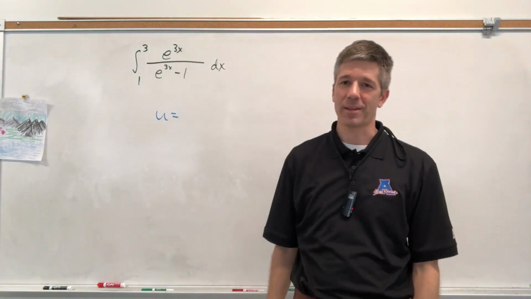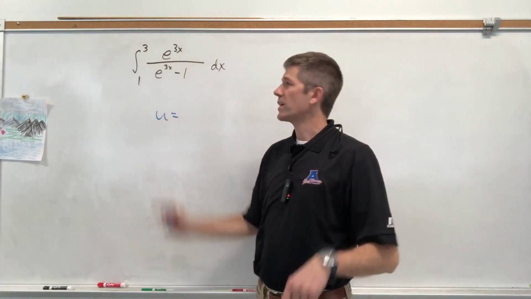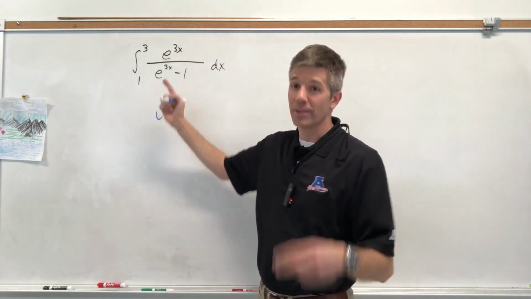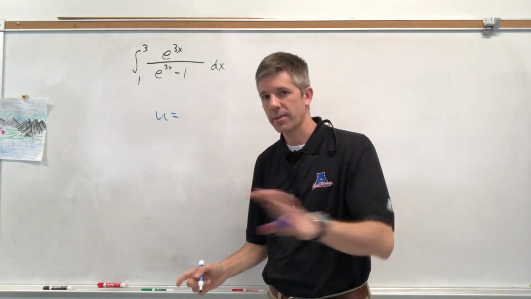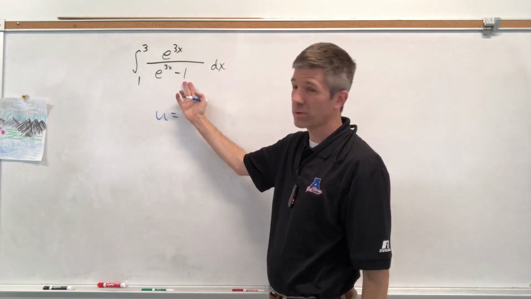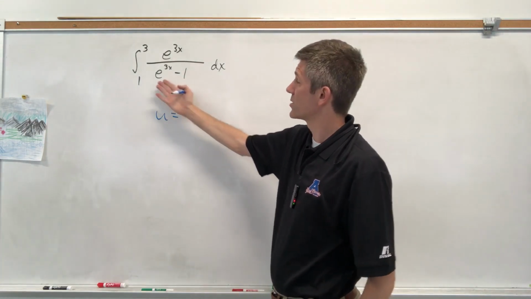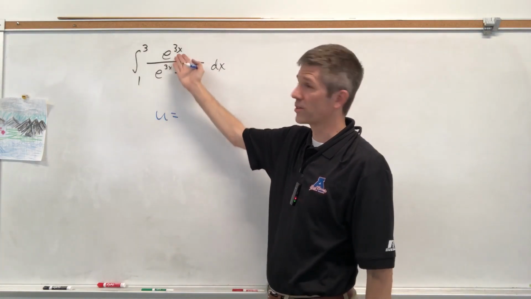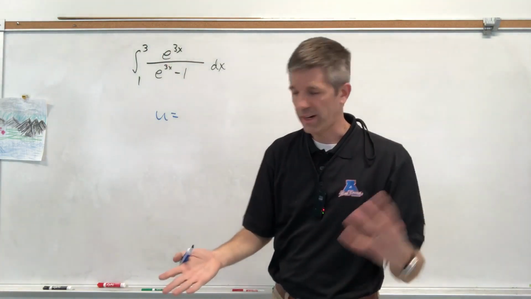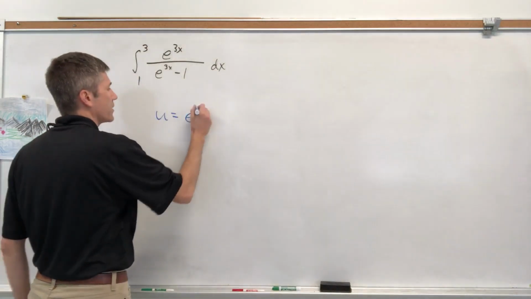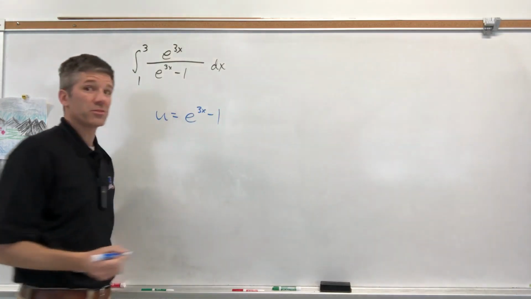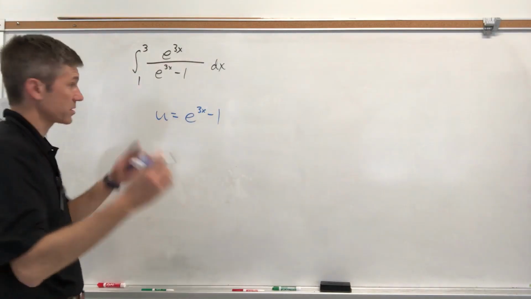Most of the time you should pick the denominator. The derivative of e to the 3x is e to the 3x times 3 because of the chain rule. And then subtract 1, the derivative of that goes away. So the derivative of the denominator is the numerator, give or take a factor. So e to the 3x minus 1. So when in doubt, just use the denominator. Try it. If it doesn't work, try something else.